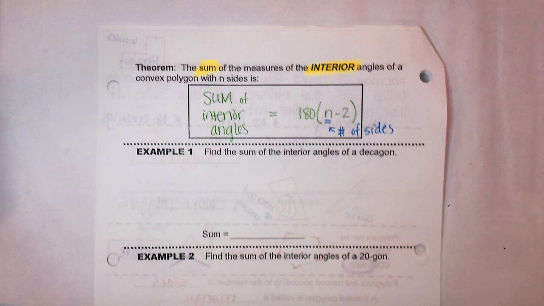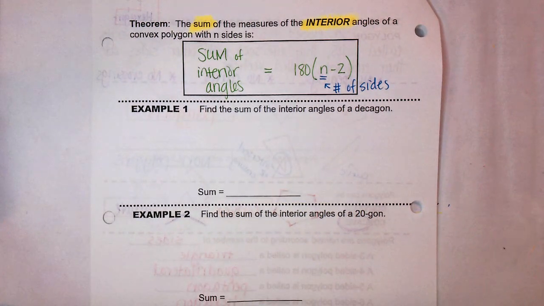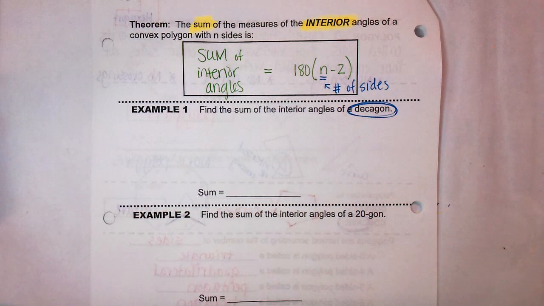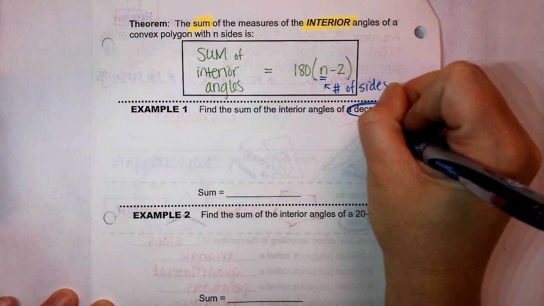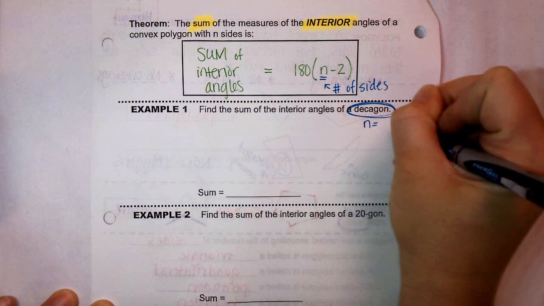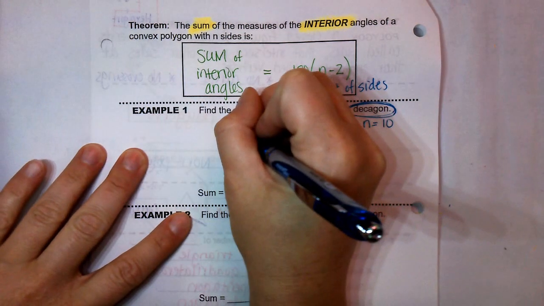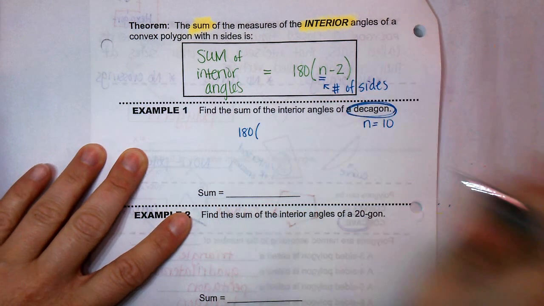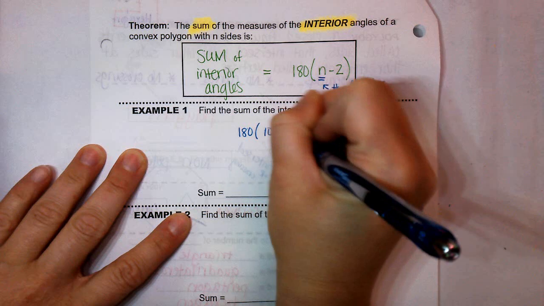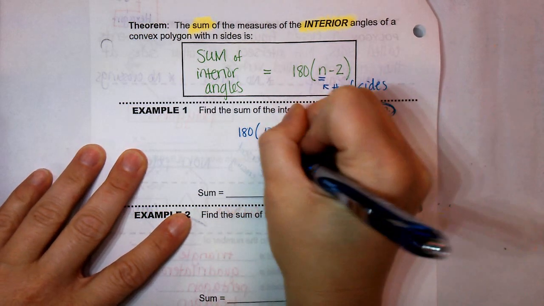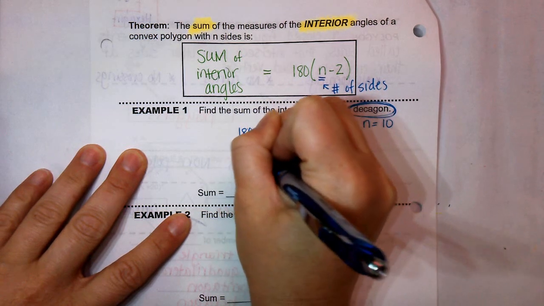All right, so let's try this. Example 1. Find the sum of the interior angles of a decagon. So think back to what we said. A decagon has 10 sides, so n is going to be 10 because it's the number of sides. So my formula: 180 times (10 minus 2).